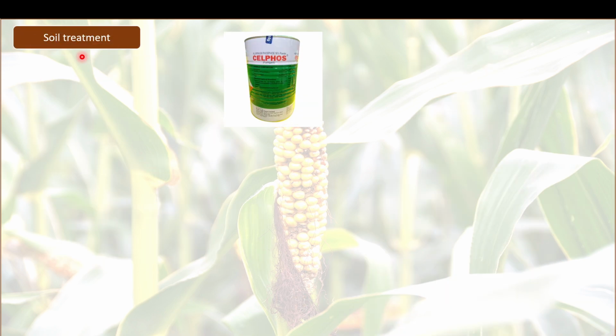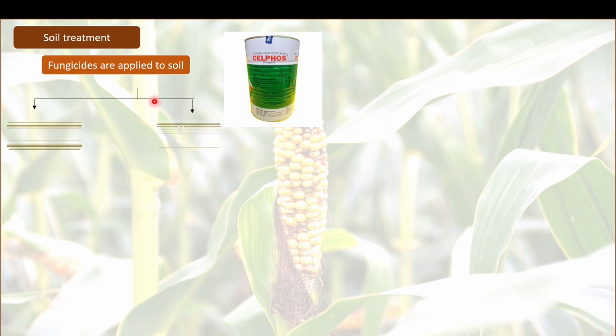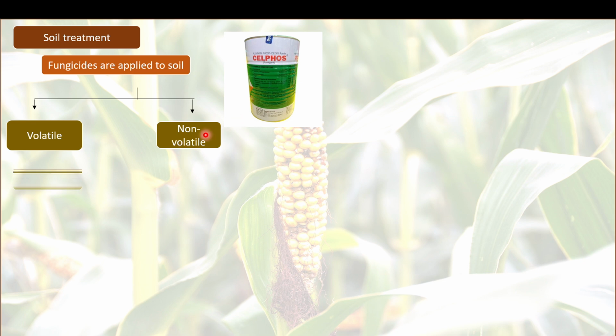Okay, third is soil treatment. Now these are fungicides. In this treatment you use fungicides that are applied to the soil. Why is this important? Because soil, as I said, has soil-borne pathogens, and your soil should remain free from pathogens. So these fungicides can be of two types: volatile and non-volatile. Now you know what is volatile. Volatile is something that can spread. Non-volatile is something that cannot spread, right?